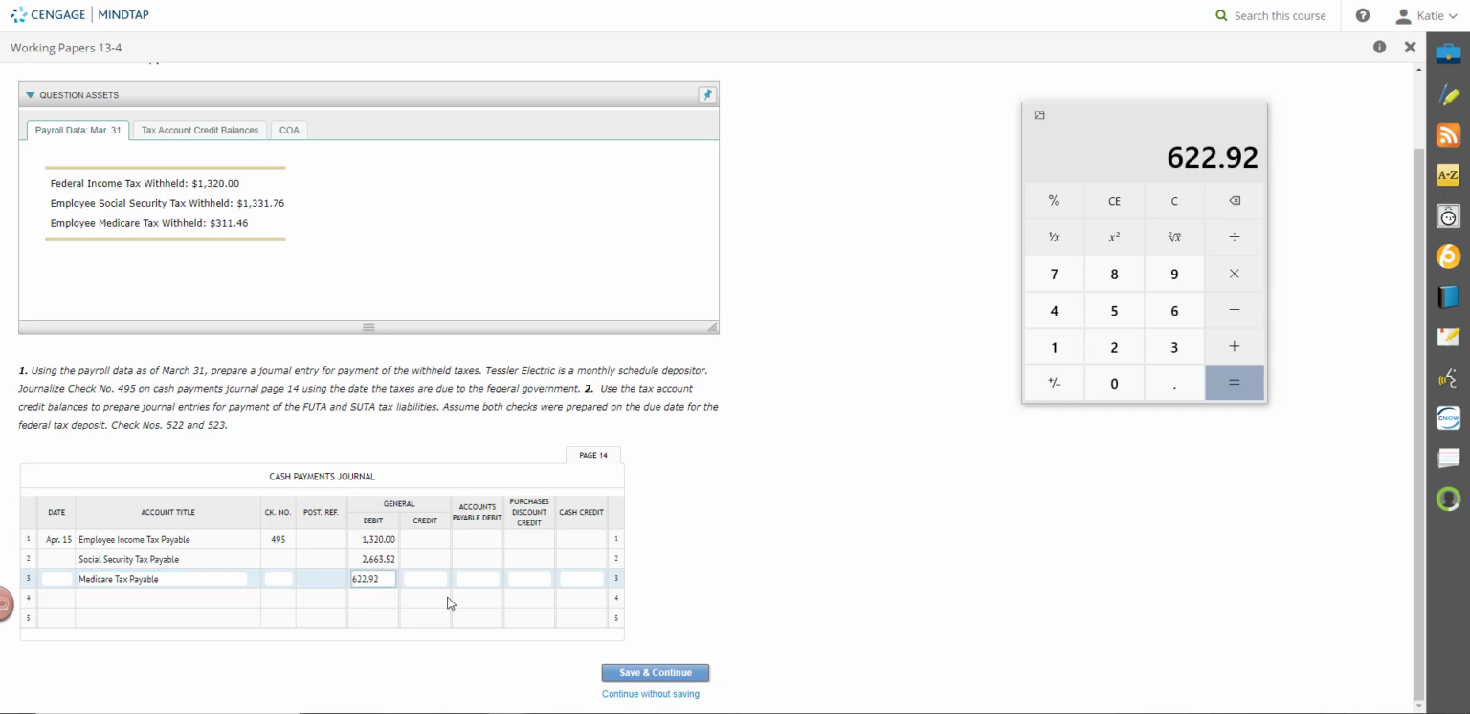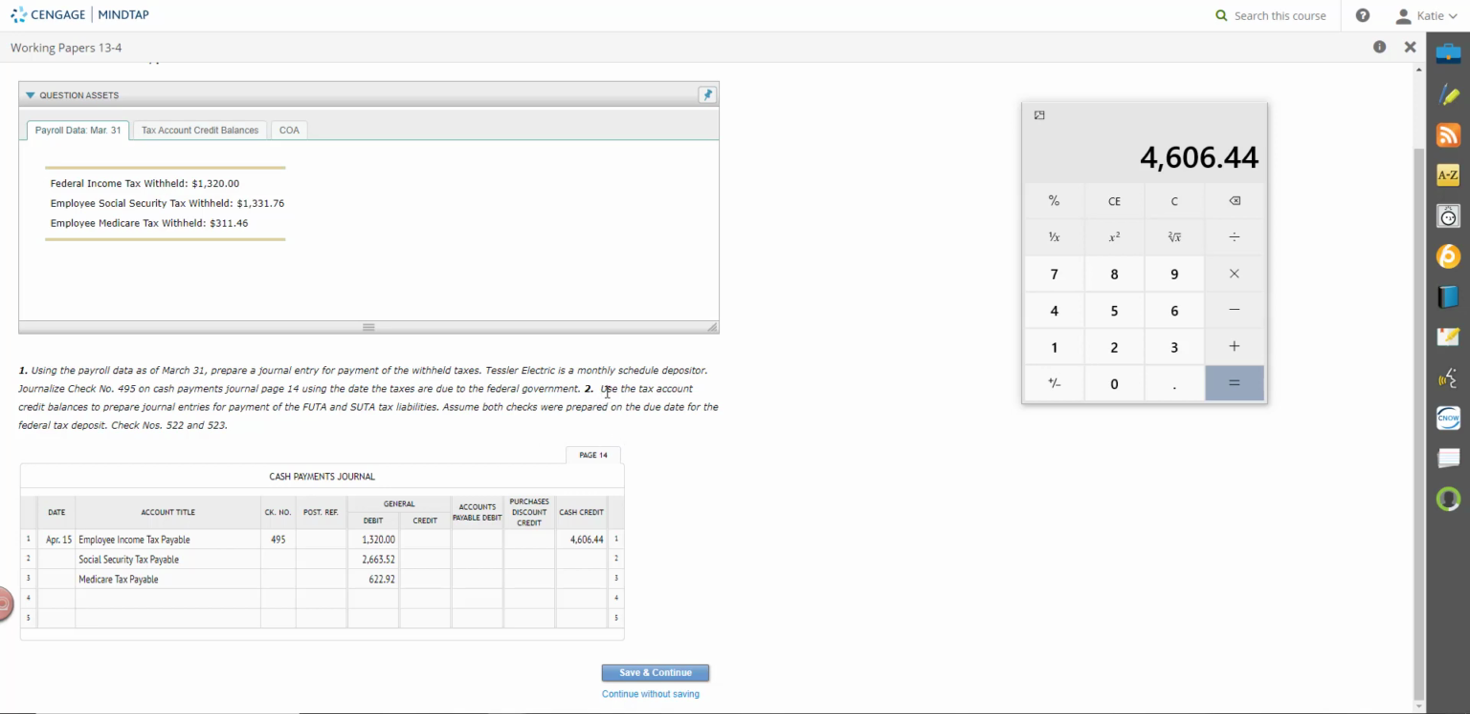Now I have 3 debits. I need to add those 3 debits together. And that's going to give me my total cash of $4,606.44. That is instruction number 1, where we're paying our taxes withheld.